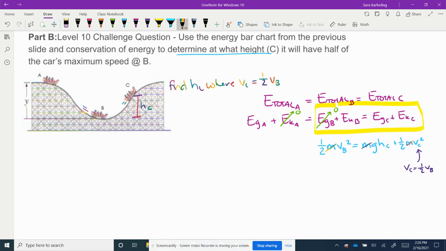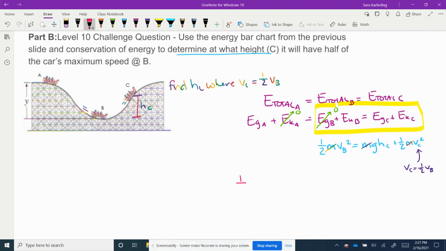It does not matter how big that car is. That's one of the crazy things in conservation of energy, is that when you're dealing with just gravitational potential and kinetic, the mass of the object doesn't matter. All right, so let's take a look at what our expression now looks like.